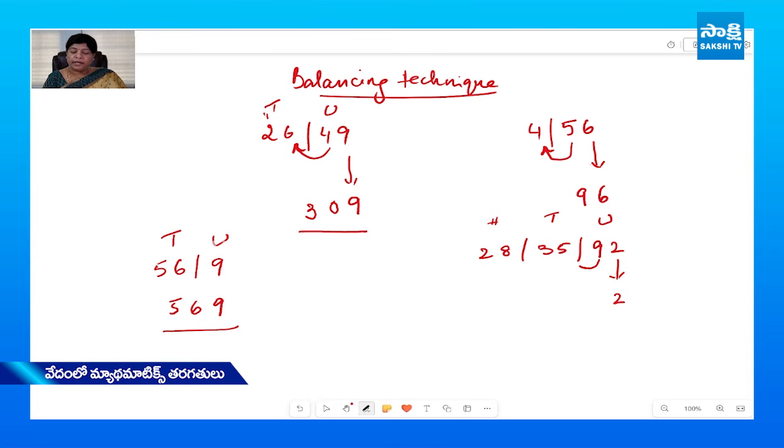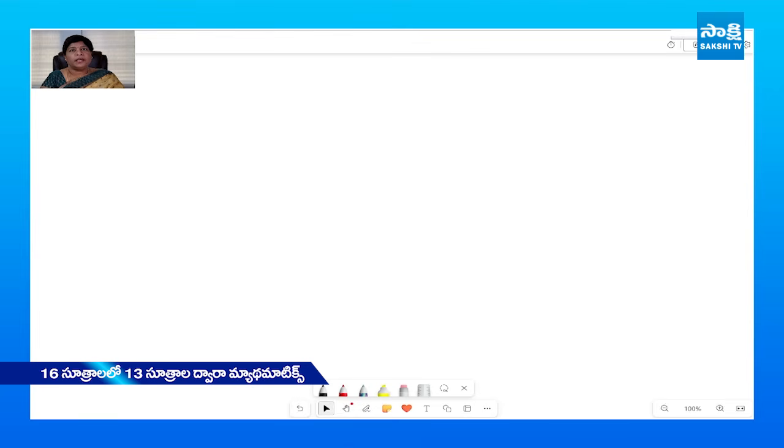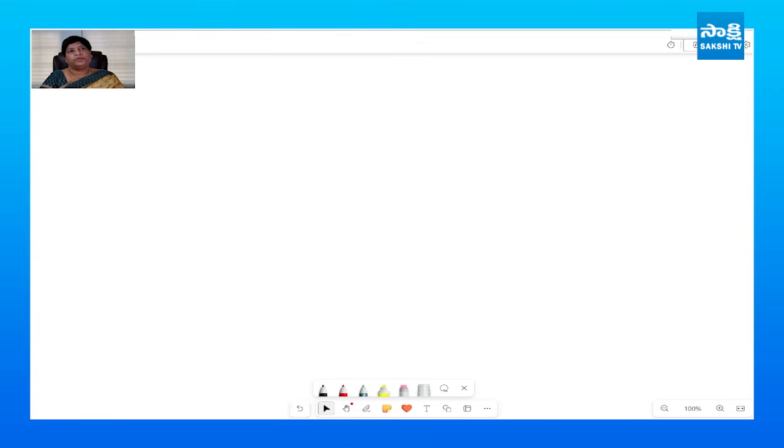add 9 and 5. 9 is carried forward to the next level, so a 14. Drop 4 and carry 1. So 3 plus 1 is 4. 4 is again carried forward to the next level. So 4 plus 8 is 12. So I retain 2 and there's a carry of 1. So 2 plus 1 is 3. So this is called balancing technique, and we'll be using this method throughout the course.